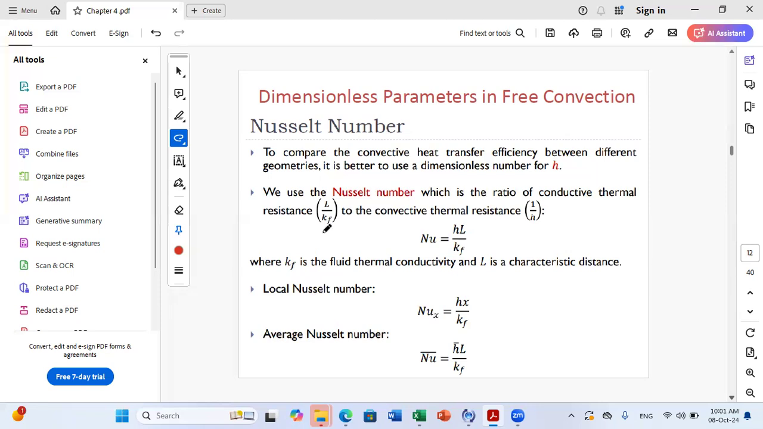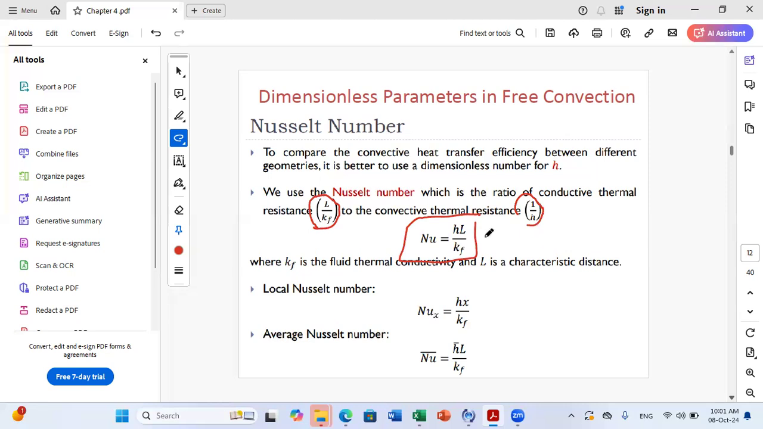You know from the chapters of conduction that the conduction resistance is L over k, while the convective resistance is 1 over h. So Nusselt will give you an idea about the ratio of conduction resistance to convective resistance, to see what is the dominant resistance that we have. Okay, so if we divide conductive thermal resistance by convective thermal resistance, we get what we call the Nusselt number, where kf is the fluid thermal conductivity and L is a characteristic distance.